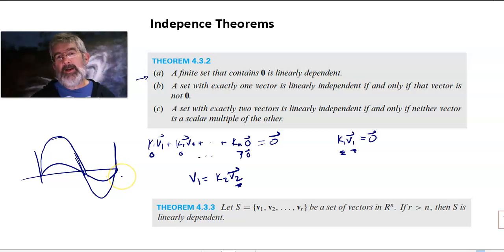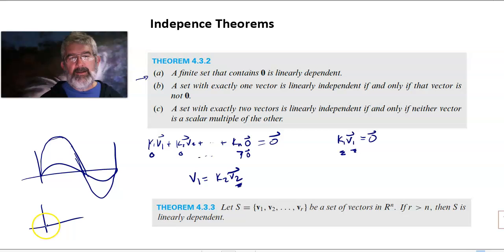Sine and cosine are independent of each other, because if you look at the graph of sine, and you look at the graph of cosine, something like this, right?